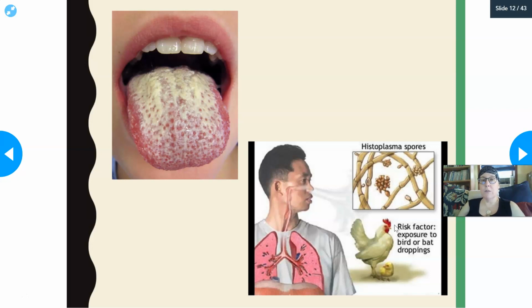For most people, it'll cause just a harmless lung infection, and it'll scar up your lungs, and you may not even know it until you've had a chest X-ray. But if you're immunocompromised, it can actually set up a nasty infection.